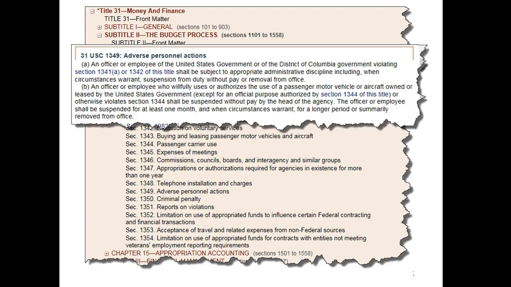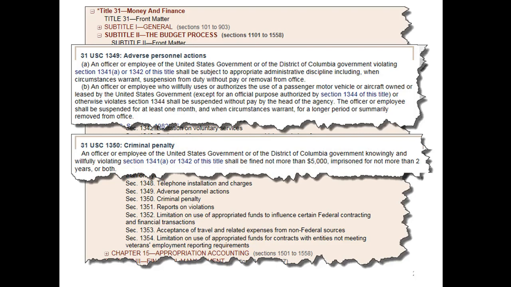Section 1349 covers the adverse personnel actions that apply to the unintentional violation of Section 1341 or 1342 of the Anti-Deficiency Act, namely appropriate discipline including suspension from duty without pay or removal from office. Section 1350 covers the criminal penalties for a deliberate violation of Section 1341 or 1342, a $5,000 fine and 2 years in prison or both.